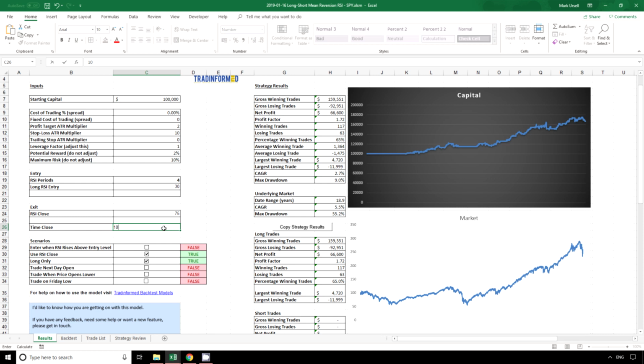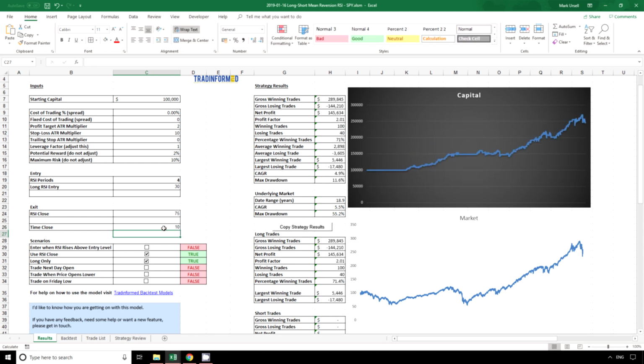And if I stretch out the time close, you can see we do get a very different type of strategy. Just using 4 RSI periods and a higher level, a 30 level of the RSI entry, and a 10-day time close, because this is all on the daily time frame, we make a significant change to the structure of the results. We're getting more trades, we're getting a lower percentage winning trade, but we're holding onto them for a longer period of time, and consequently we're getting a higher net profit.